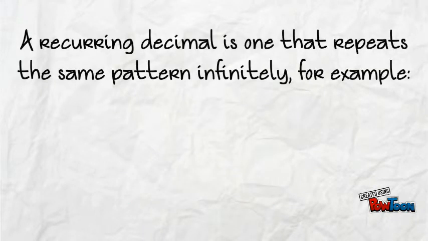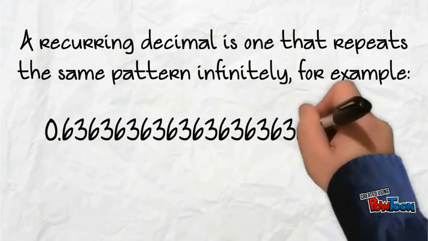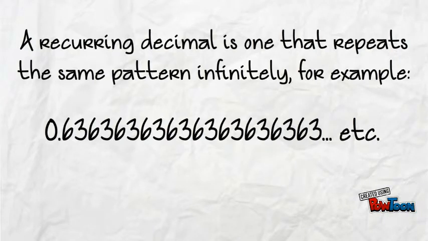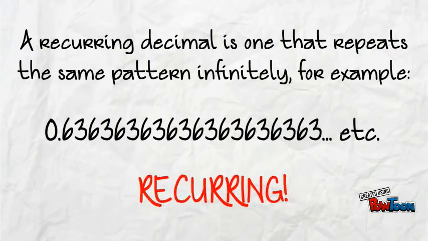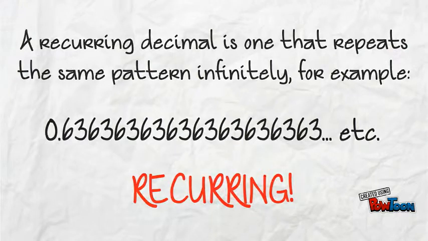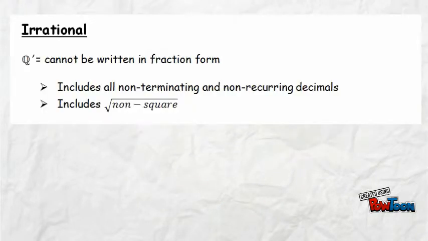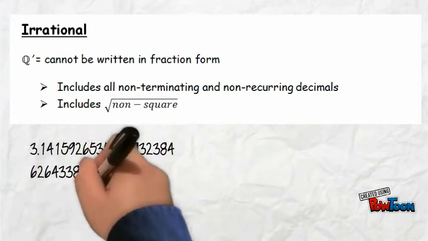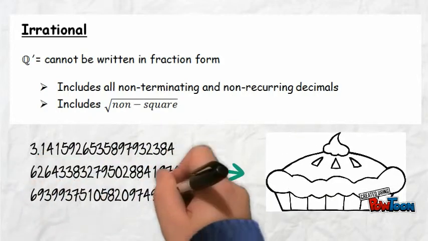A recurring decimal is one that repeats the same pattern infinitely. So 0,636363636363, if it goes on forever, is recurring and can actually be expressed in fraction form as 7 over 11. In comparison, an irrational number cannot be expressed as a fraction because it is a non-terminating or non-recurring decimal. The famous example of this is the constant pi.